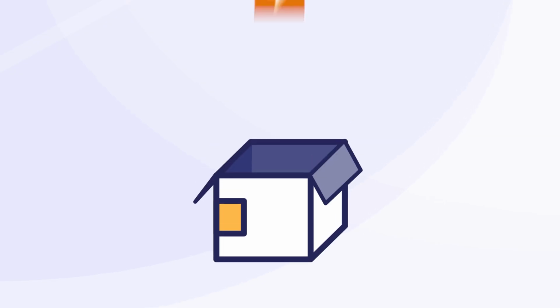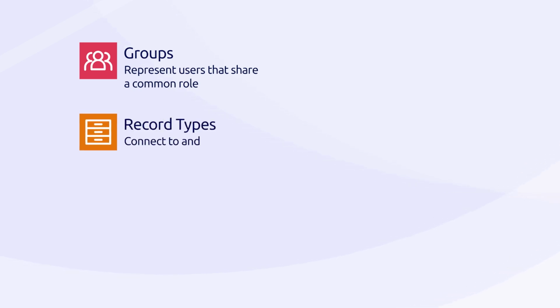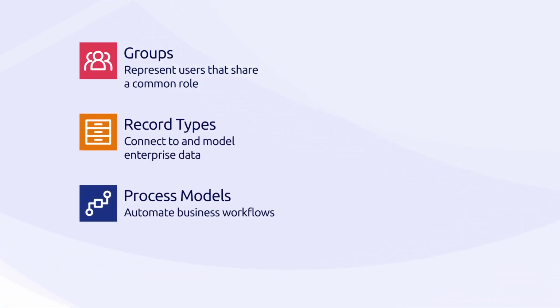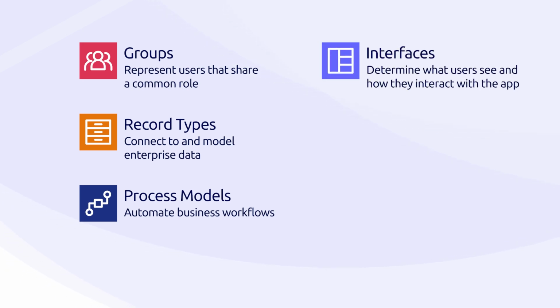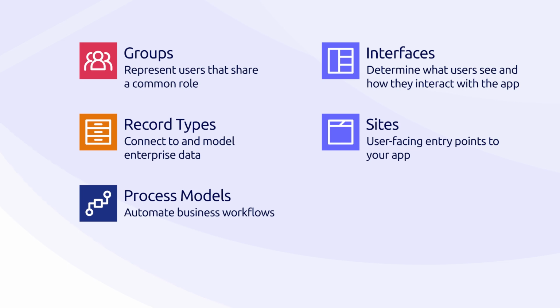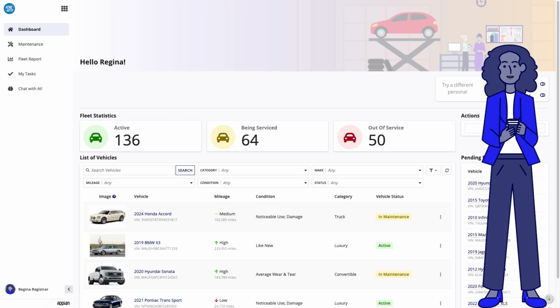Let's start by reviewing a few of the main design objects. Groups represent users that share a common role in the application and are used to manage security. Record types connect to and model your enterprise data. Process models automate business workflows. Interfaces determine what users see and how they interact with your app. Sites are user-facing entry points to your application. Let's walk through a few examples from the Acme Auto application and see how they work together.